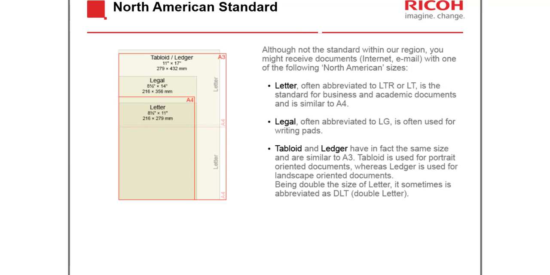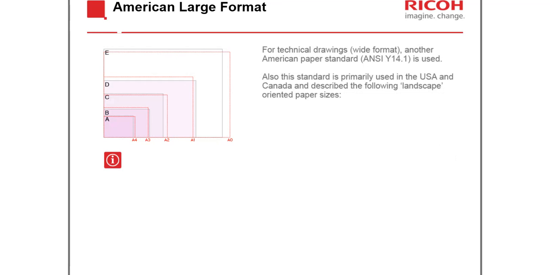Tabloid and ledger have in fact the same size and are similar to A3. Tabloid is used for portrait-oriented documents, whereas ledger is used for landscape-oriented documents. Being double the size of letter, it sometimes is abbreviated as DLT. For technical drawings, another American paper standard is used. Also, this standard is primarily used in the USA and Canada.